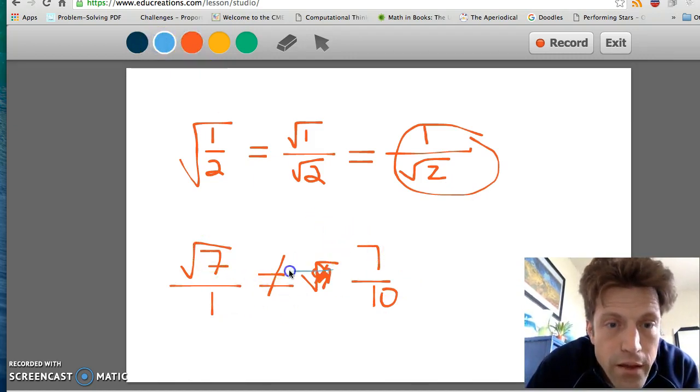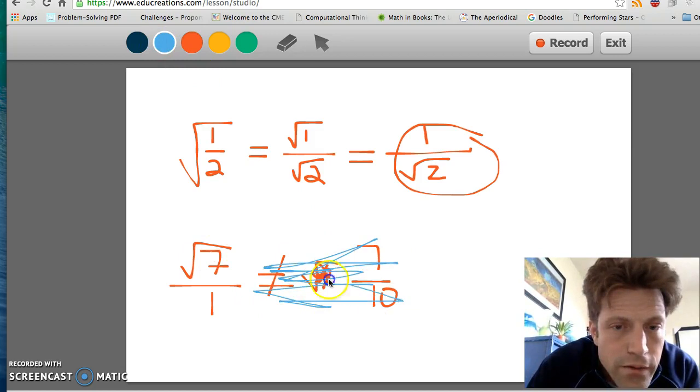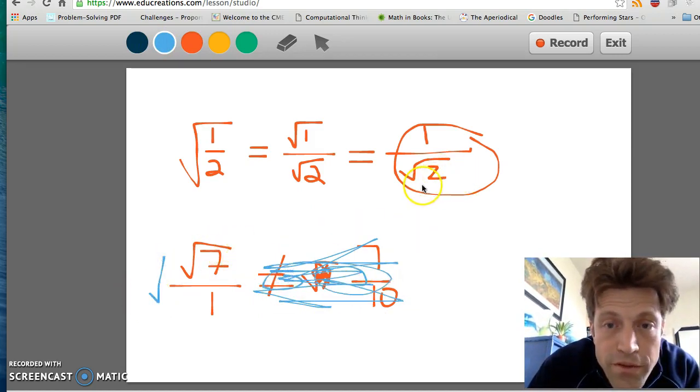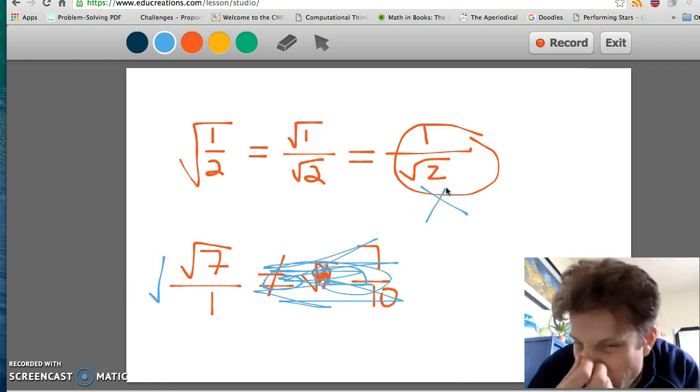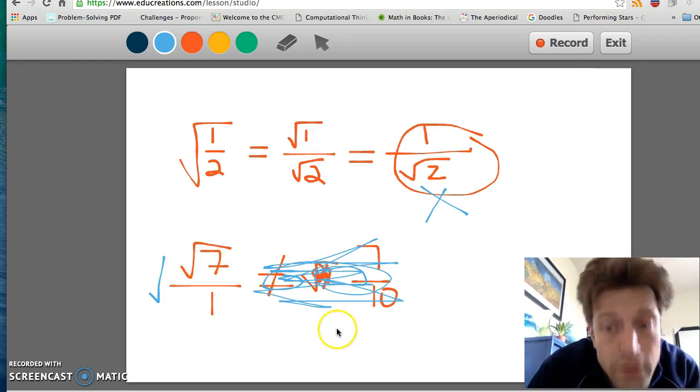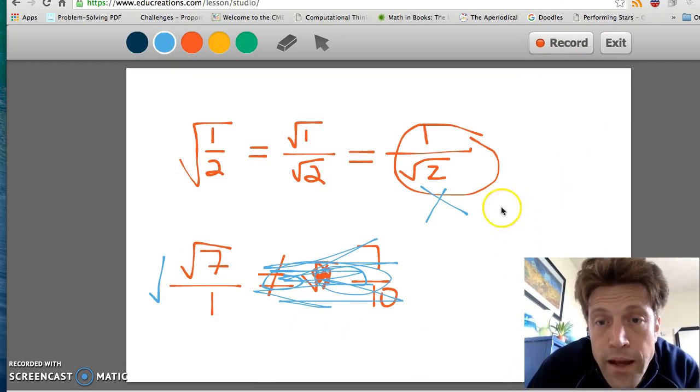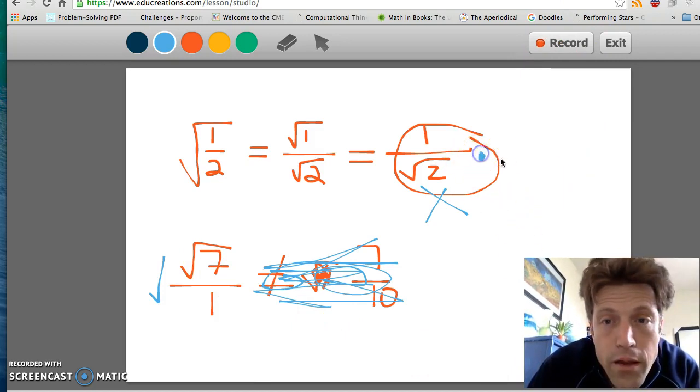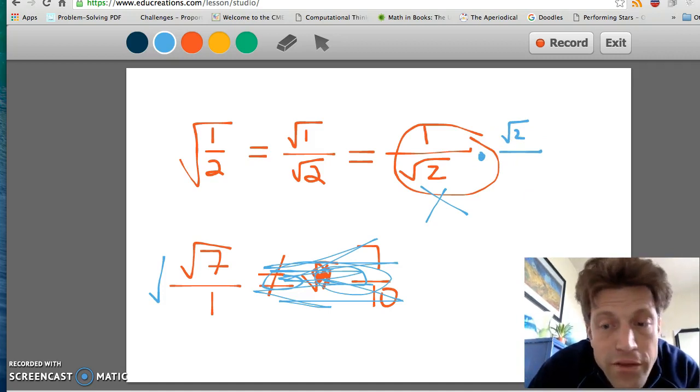Which is to say that down here, this square root of 7 over 1, this is cool. This is simplest form. But this is not. This is not simplest form because we're trying to be consistent. We want our radicals always in the numerator. This is called rationalizing the denominator. And how we do it is we multiply both the top and the bottom by the same thing that is on the bottom. Okay, that sounds terrible. Let me try to explain it a little bit better.